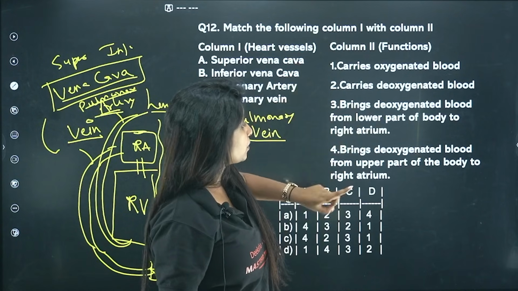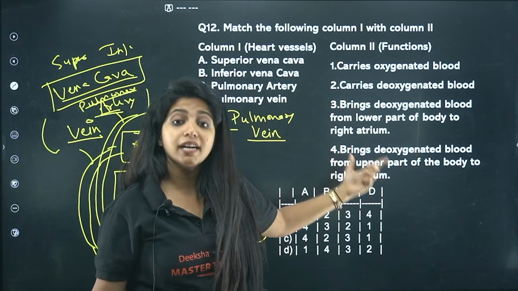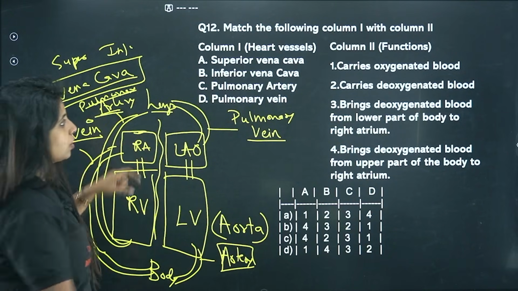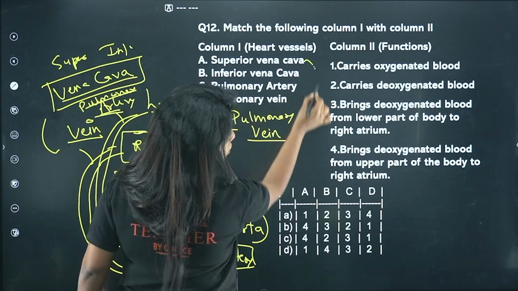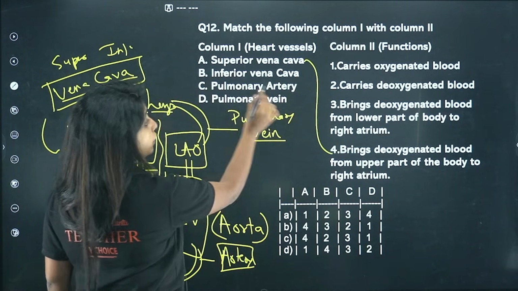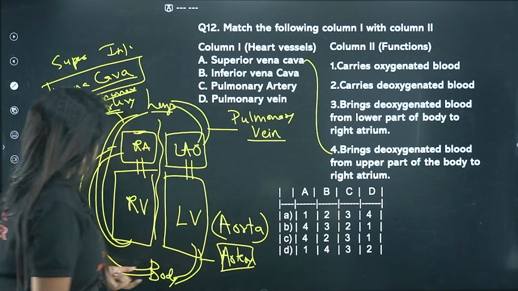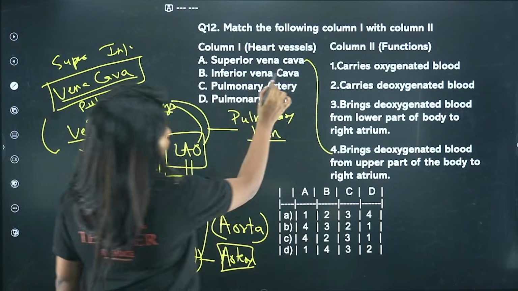Let's look at deoxygenated blood. Deoxygenated blood from which part of the body? From the upper part of the body. Where does it bring to? It brings to the right atrium, right? So can I say the answer for this question is 4? Yes, ma'am. Inferior vena cava brings deoxygenated blood from the lower part of the body to the right atrium. Isn't it bringing to the right atrium? Yes. So that is also correct.